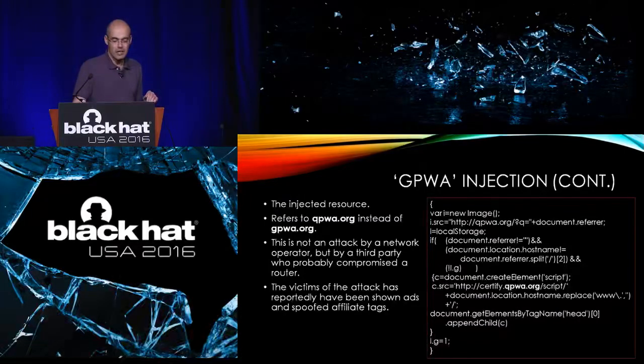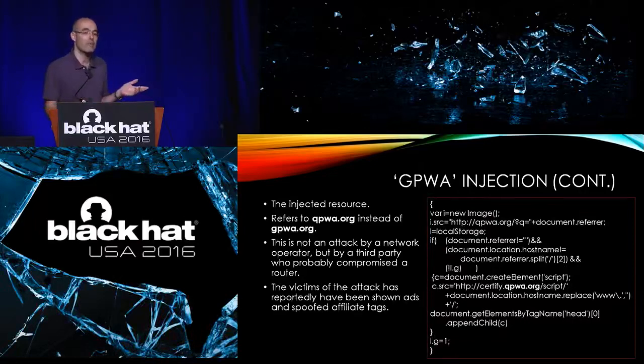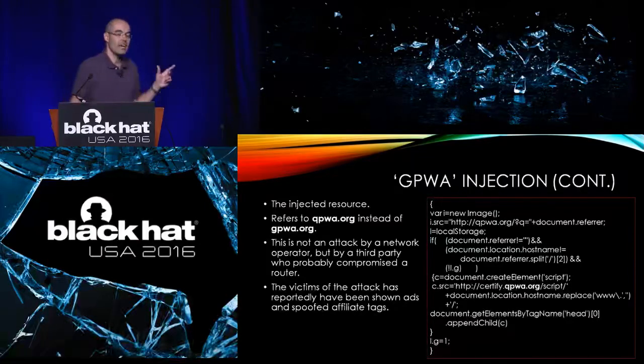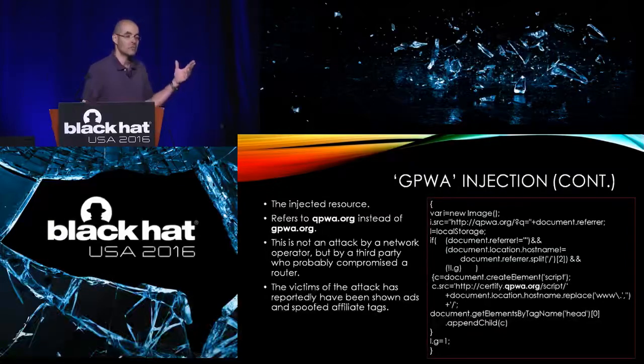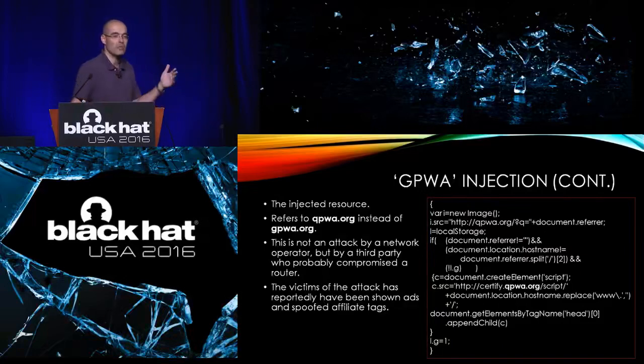And probably what happened here is that the attacker compromised the client's browser. According to the GPWA folks, the only intention was to add the advertisement and spoof affiliate tags, but my guess is that because the attack is so sophisticated, the attacker had to compromise the router and do all these injections. Probably it has greater ambitions, but I can't really know.